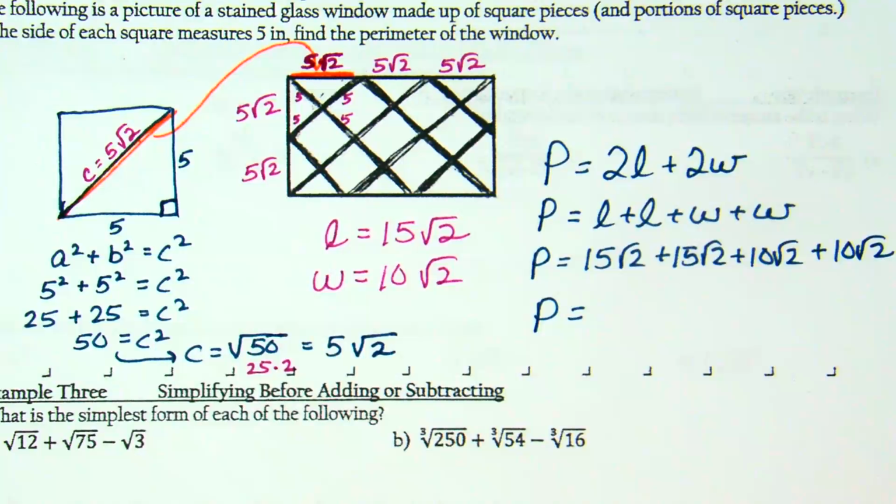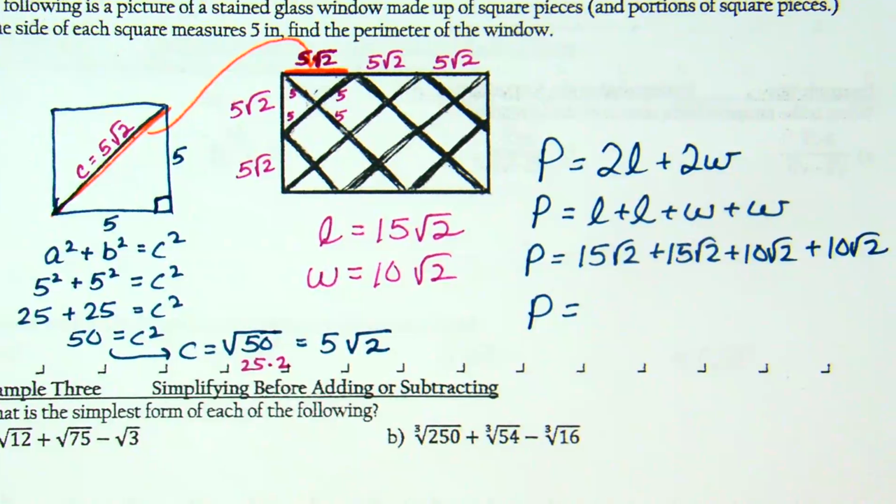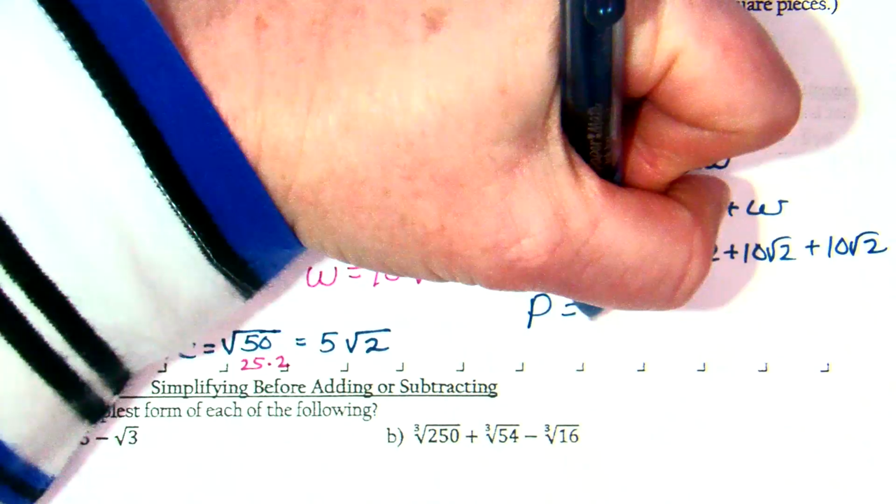Two times 15 square root of 2 plus 2 times 10 square root of 2. Or 15 square root of 2 plus 15 square root of 2 plus 10 square root of 2 plus 10 square root of 2 is going to work out to be 50 square root of 2.